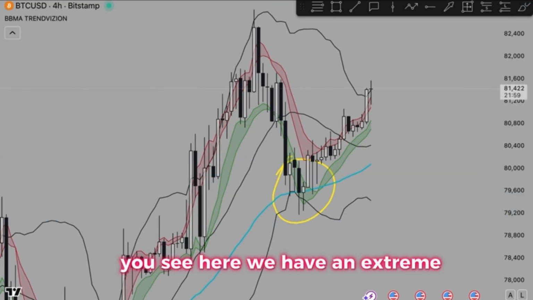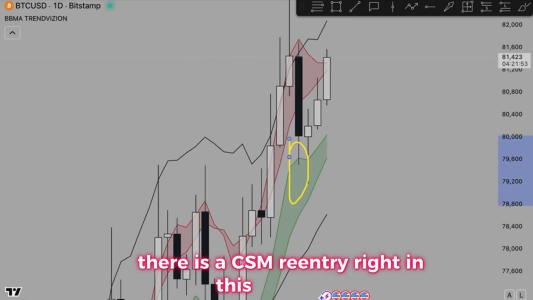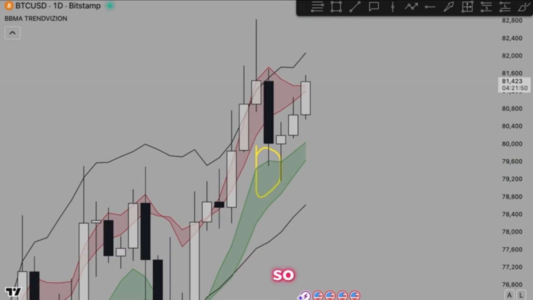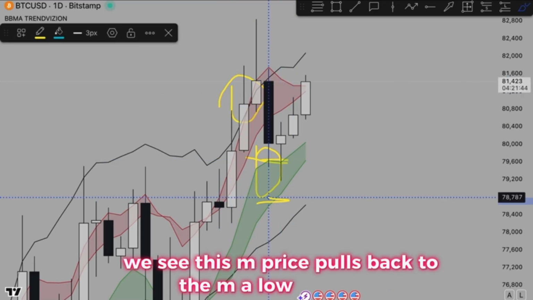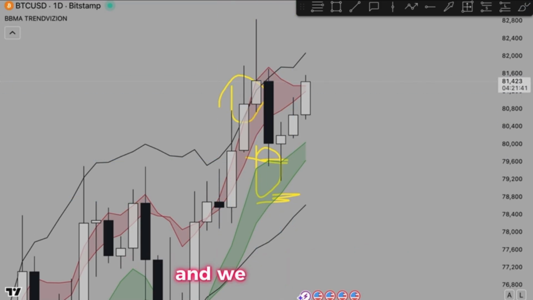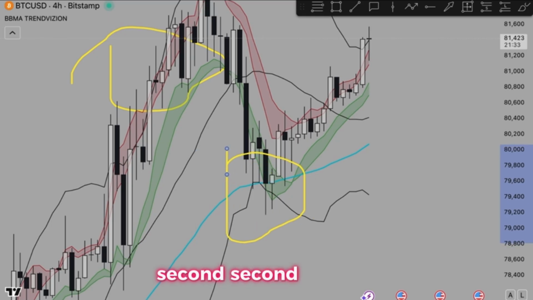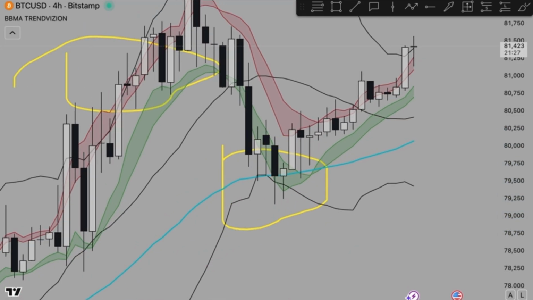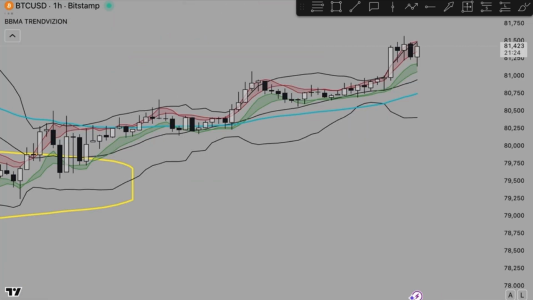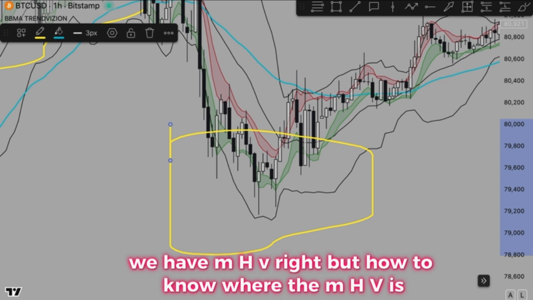You see here we have an extreme, and on the daily there is a CSM re-entry, right, in the zone here. So let's just say, okay, we see CSM, price pulls back to the MA low area here, and we want to trade it, so we take the re-entry with confirmation of the lower time frames. So second time frame we have the extreme here rejecting EMA, and on the third time frame we have MHV, right? But how to know where the MHV is?